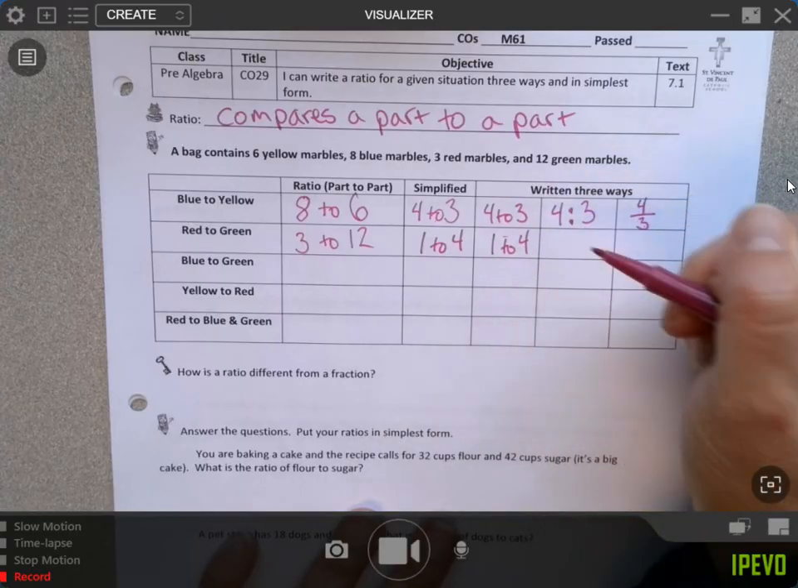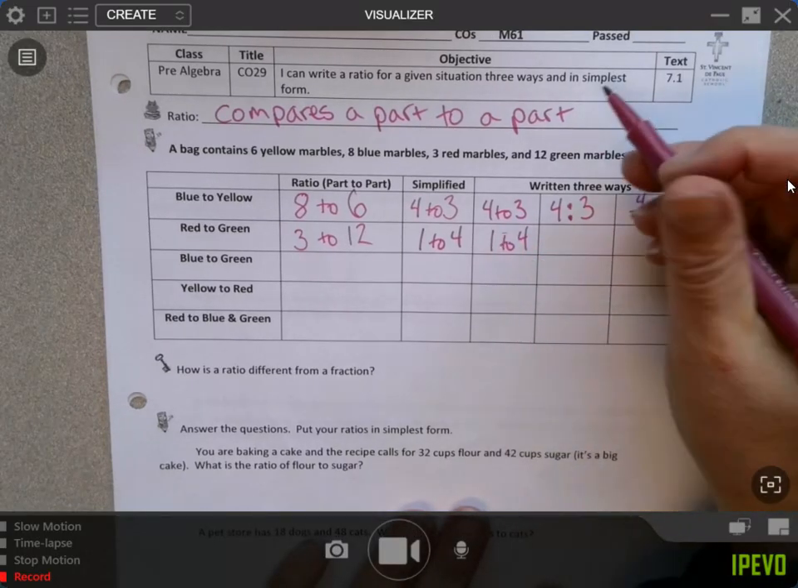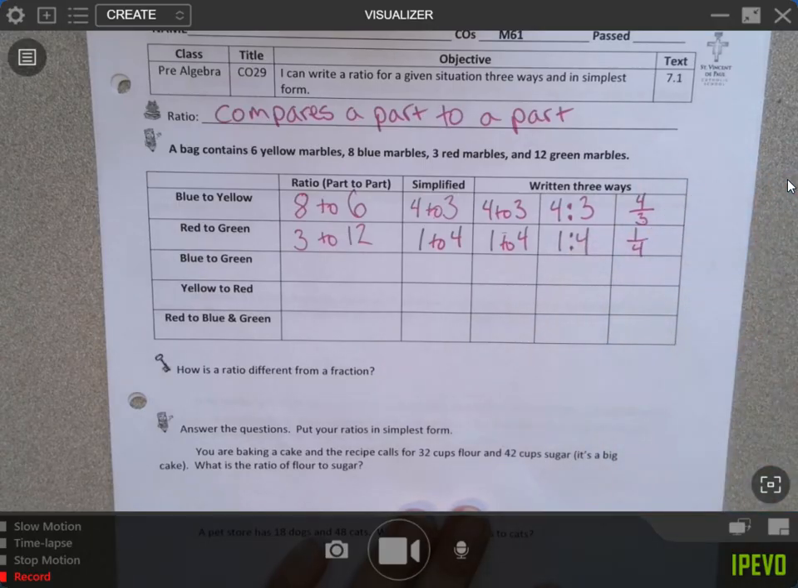So 1 to 4. It is important that we always keep our numbers in the same spot. The first number is always the first number. You can't switch them, because we know it's red to green, not green to red. So the order matters. It really, truly matters. If you flip it, it will be wrong. If it's red to green, the first number has to be the red number, and the second number has to be the green number. So we have 1 to 4, 1 colon 4, 1 fraction bar 4.